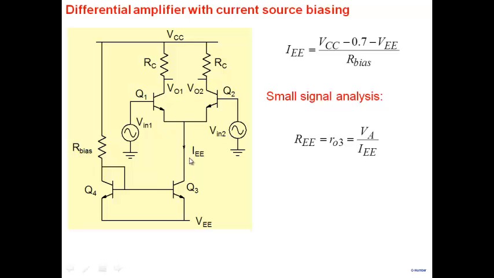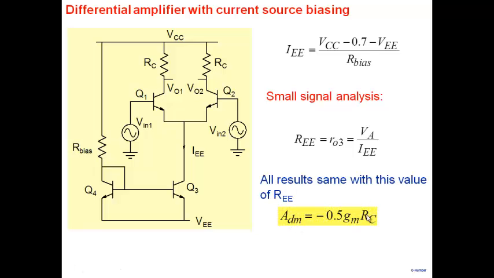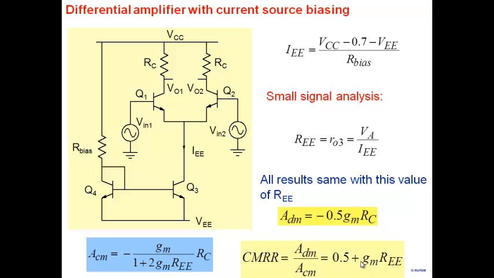And what you'll end up getting is that when you look at Q3, you'll see a resistance which is R03, which is equal to early voltage divided by IEE, the net current flowing here. So under small signal analysis, this whole thing appears as a resistor which is very large. And therefore, all results are the same with this value of RE. ADM is not affected. In ADM, there's nothing about this particular part. ACM will become GM by 1 plus 2 GM RE times RC here. So this will become as usual.